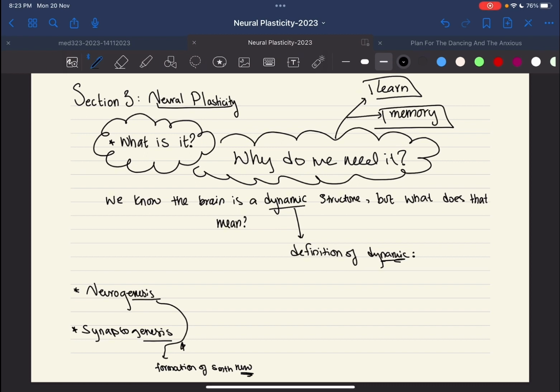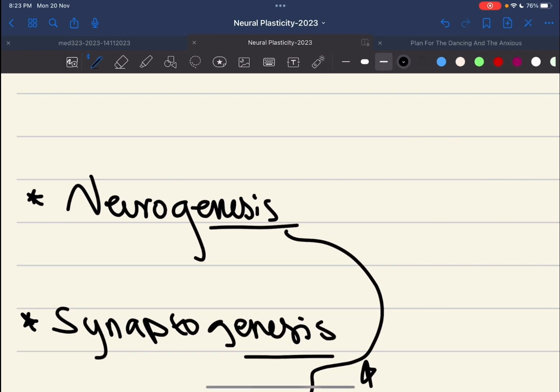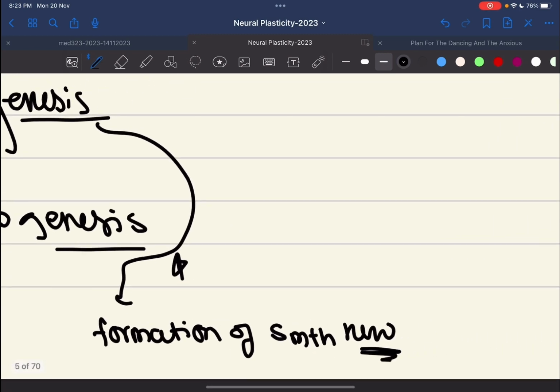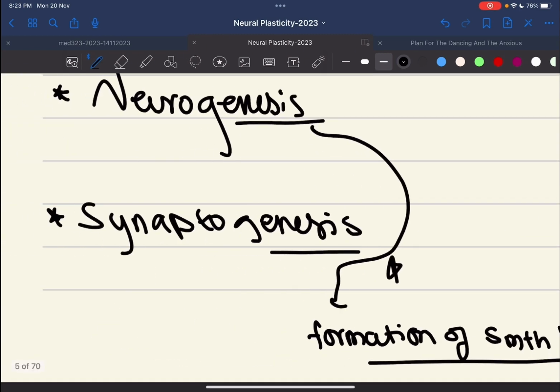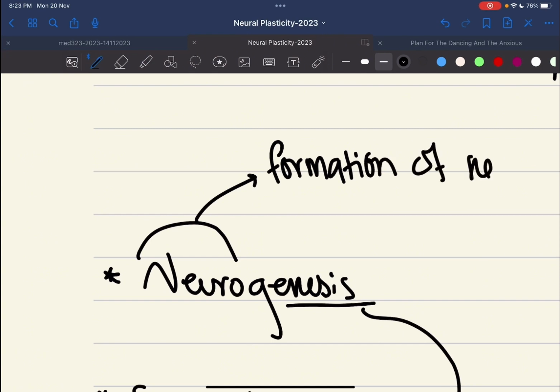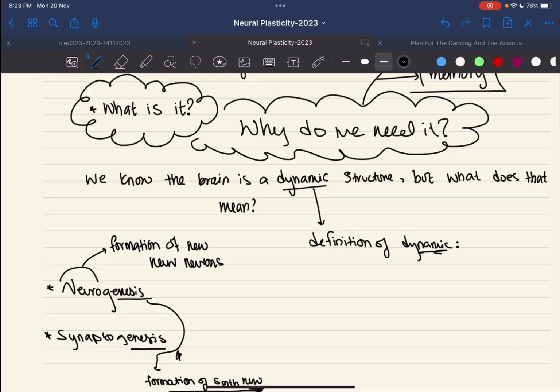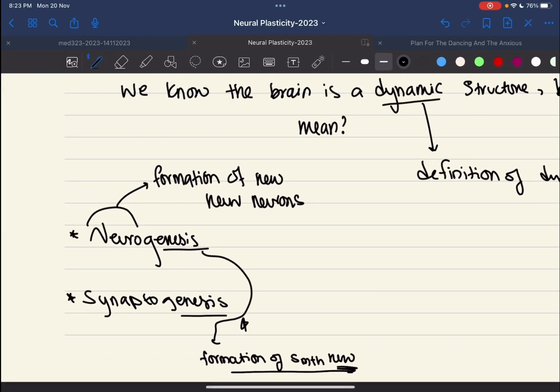So, moving on to the main components of neuroplasticity, or the processes that give us neuroplasticity, if you will. We have neurogenesis and synaptogenesis. Again, just like I said before, genesis just refers to the formation of something new. What is this something? Refer to the prefix. So it's the formation of new neurons. That easy. And synaptogenesis, just like we mentioned earlier, is the formation of new synaptic connections.